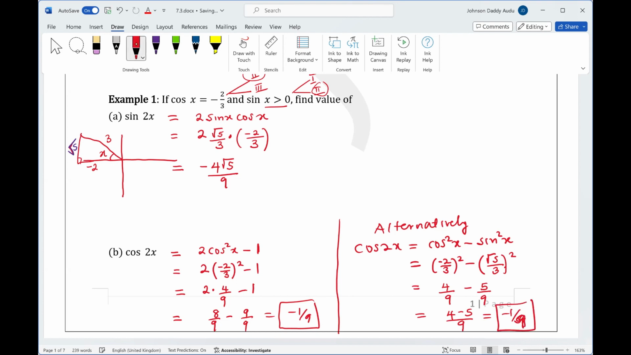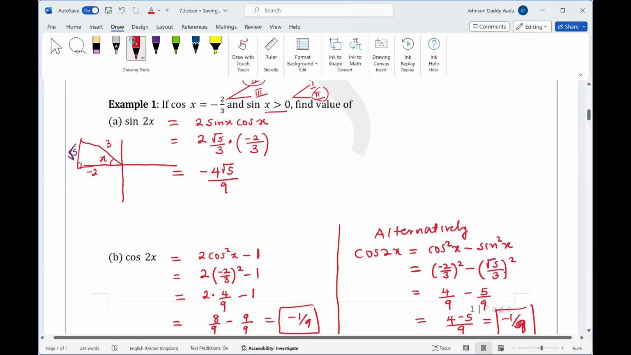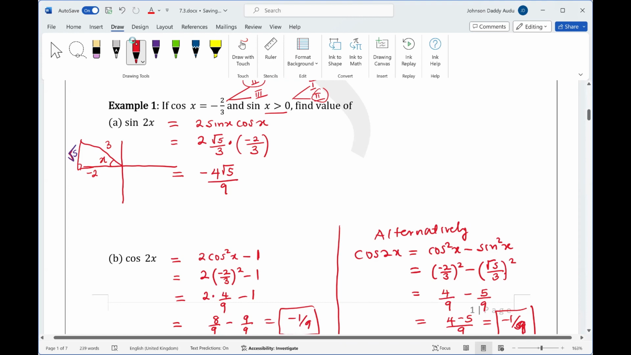So we have three formulas. You can use the other one. Remember, what is the other one? The other one is that cosine 2x is 1 minus 2 sine squared x.